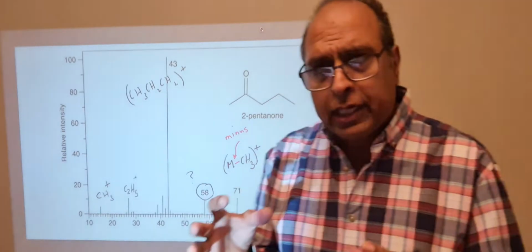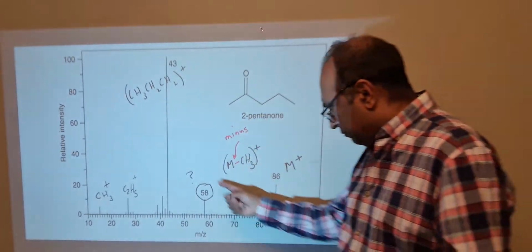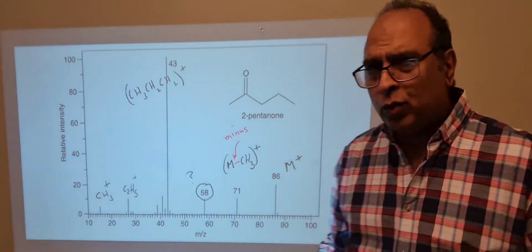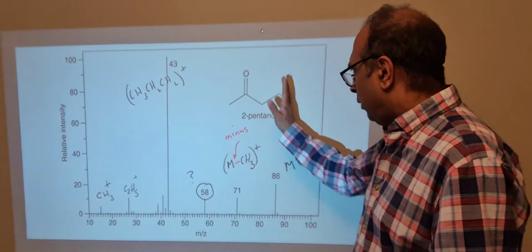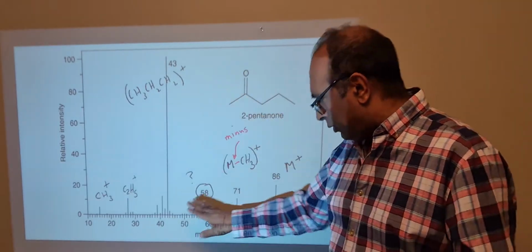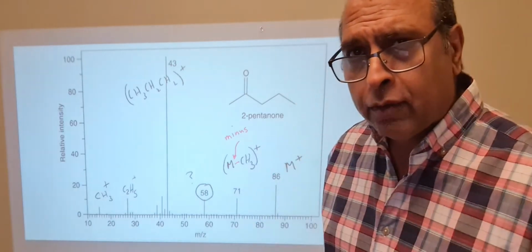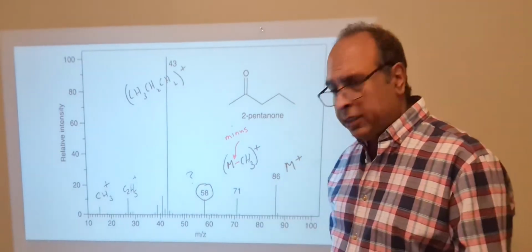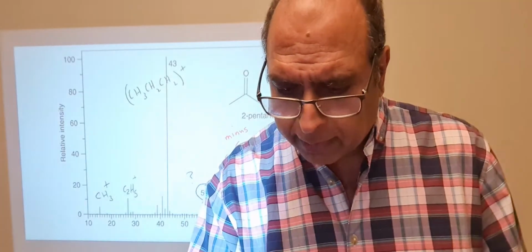If you take off a CH3, then that's that peak there. Now, 58. I couldn't work out what would give me a peak of 58. I was breaking things and I got to 57, but perhaps you can work out what that peak of 58 is. I just put a question mark and I'll leave it to you to think about.